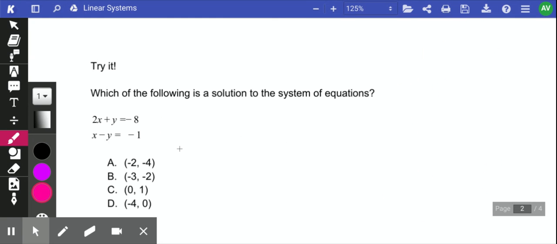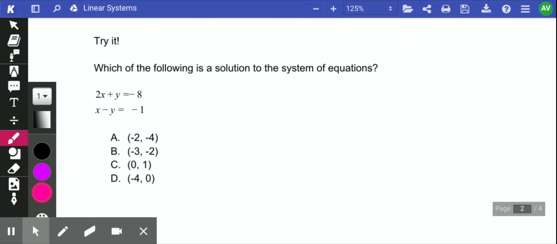All right, very good. Now I want you guys to try this problem.